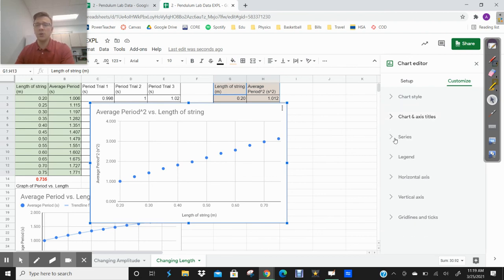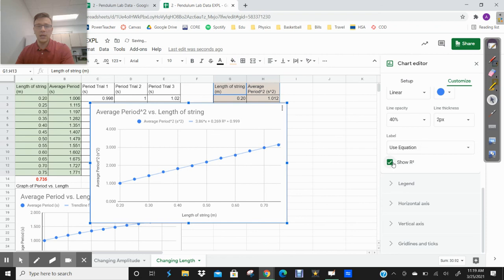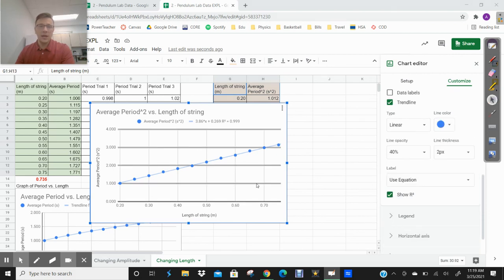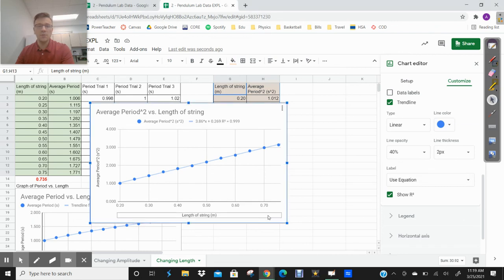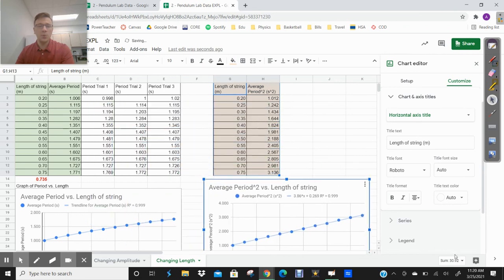Once you've got that, you can go on to series, and we can put a trend line in. When we have a linear relationship like this, we definitely want to put an equation on it. And if I show the R-squared value there, you can see the R-squared is 0.999. So that's good. That means it fits perfectly. And at this point, you're done. Don't need to do anything else. You've got your second graph. It's linear, and this can go into your lab report.